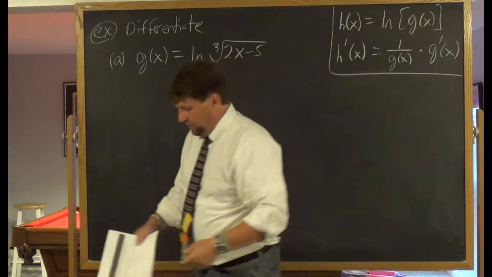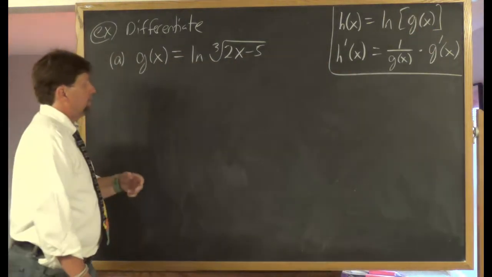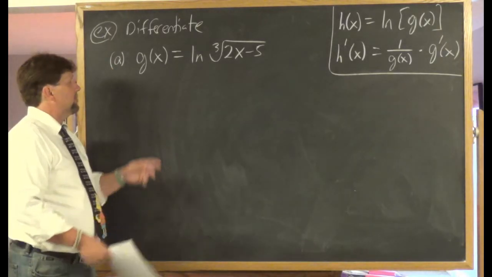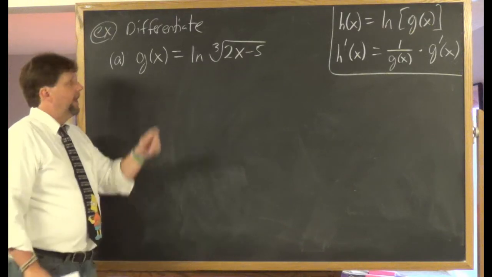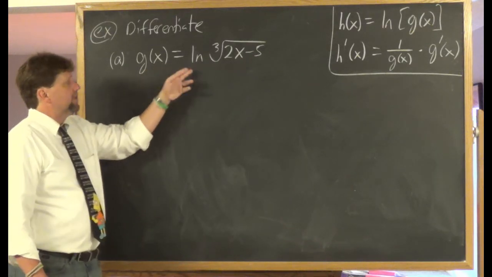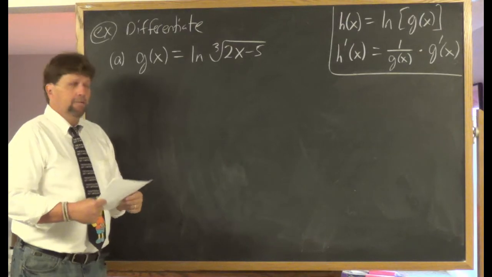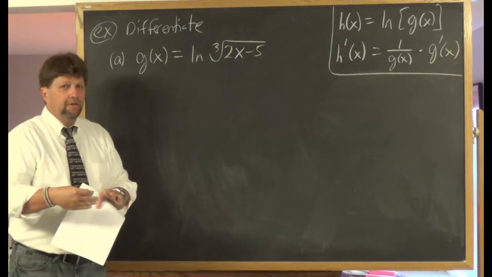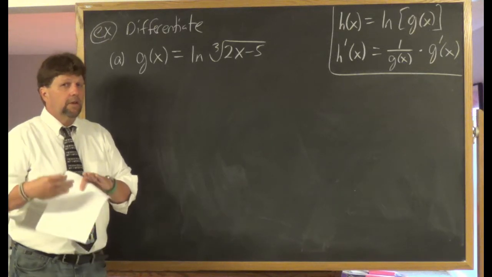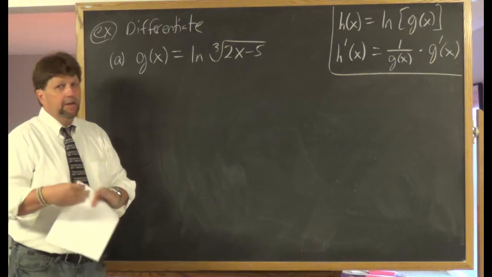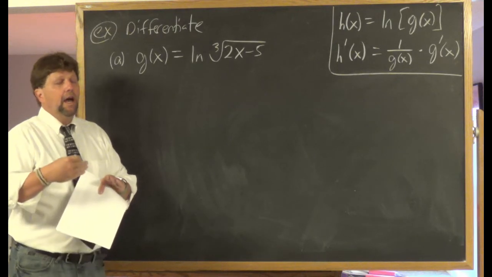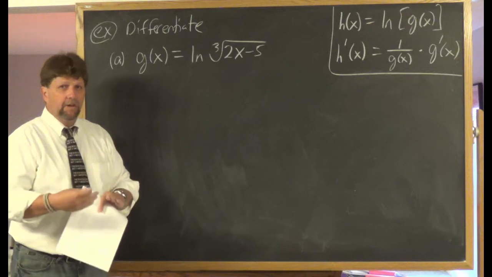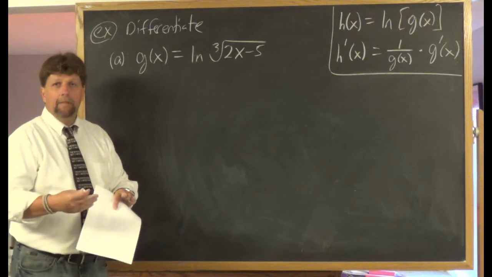So let's look at the example we left off with. Hopefully you wrote it down. I asked you to get derivatives for the following functions, and there were 2 parts. In part A, the function was g of x equals the natural log of the cube root of 2x minus 5. Okay, folks, I'm going to do some algebra first here to make the calculus world much, much easier. If I don't start off with this algebra, my calculus will be very, very cumbersome, difficult, ugly. I don't even want to think about it.